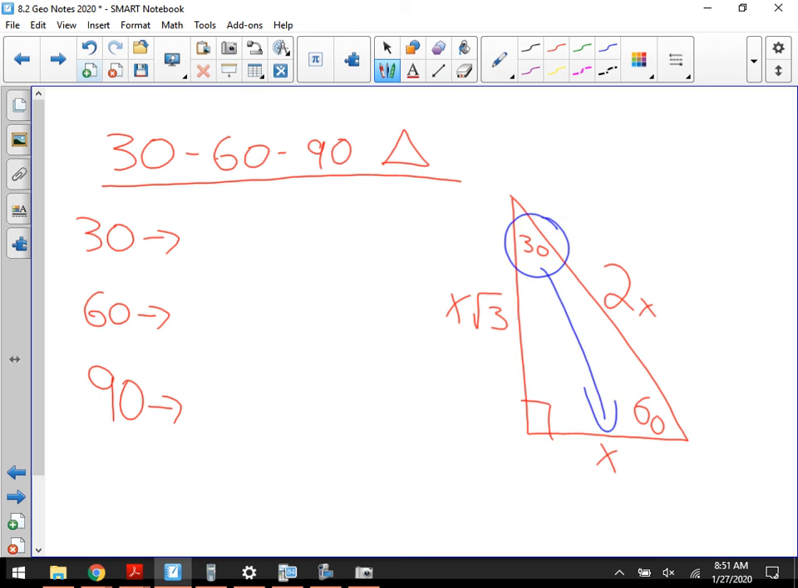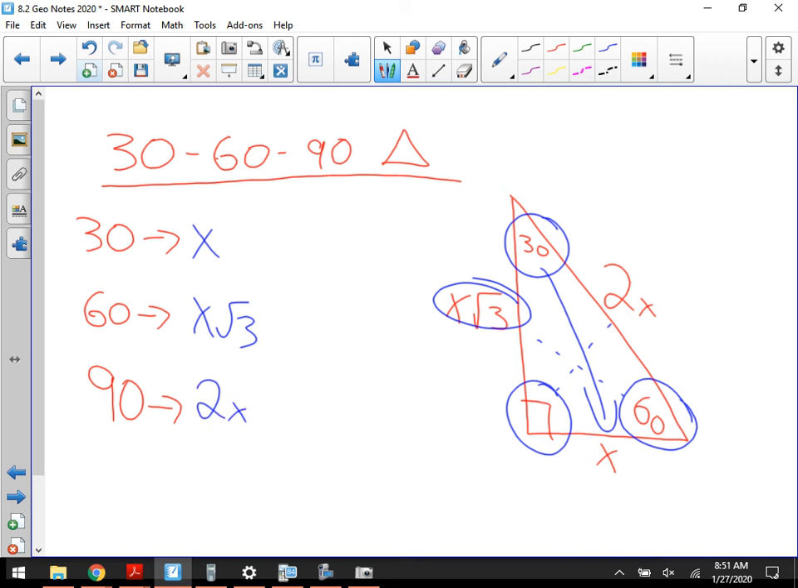Opposite the 60 is some value times the square root of 3. And then opposite the 90 is always double what's across from the 30. And it goes back to the idea that if our side length was 8, when it got bisected, it was 4. If I doubled 4, it would be 8. That's where this comes into play.